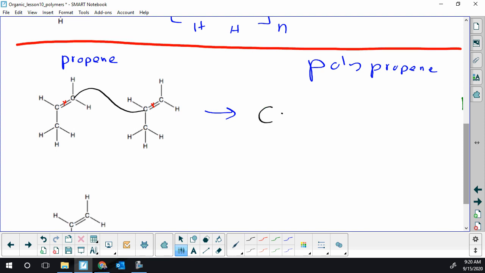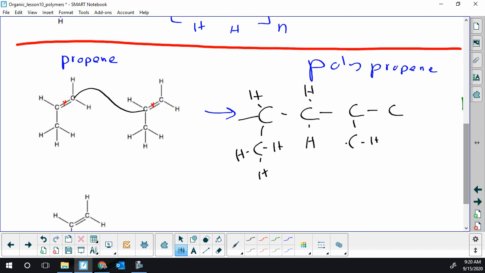So we have 2 carbons. That's where my double bond used to be. This carbon has a CH3 coming off of it. This carbon now has 2 H's. And then I'll move to the second unit. There's the double bond I added across. We end up with a polymer that's a bit branched. It's not a nice straight line like polyethene. Polypropene has a more complex structure.